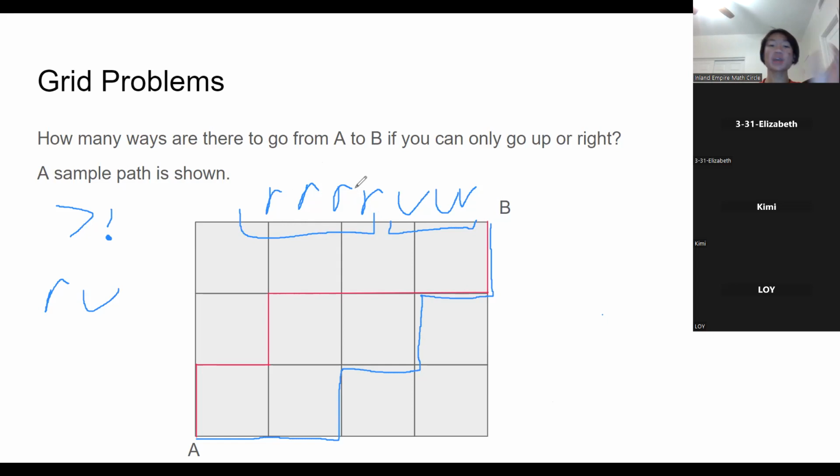So first of all, we can't just do 7 factorial, right? Why would 7 factorial not work for this? Because you could also do... Yeah, well, the 7 factorial means that they're all different, right? But we have 4 of them the same. So do you remember any problems we did earlier that are similar to this?